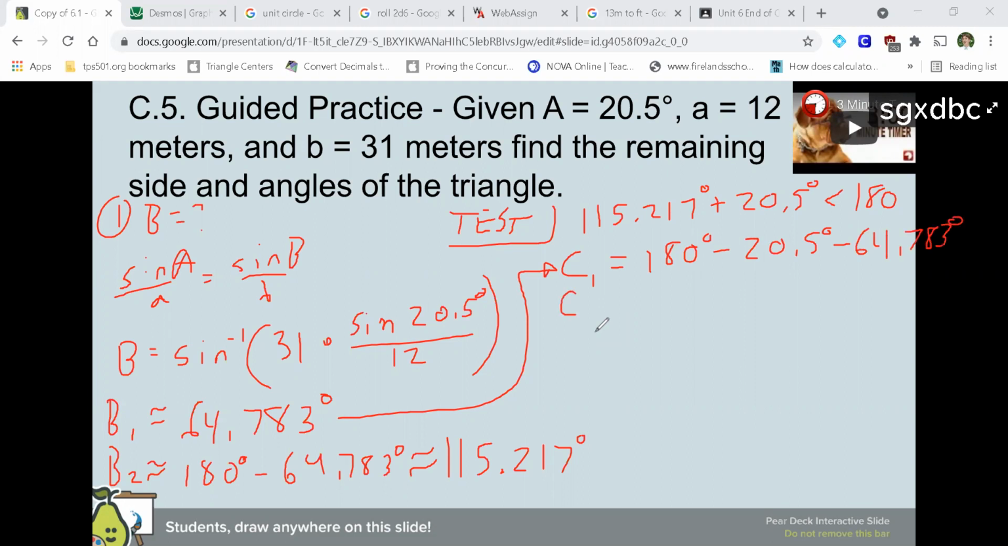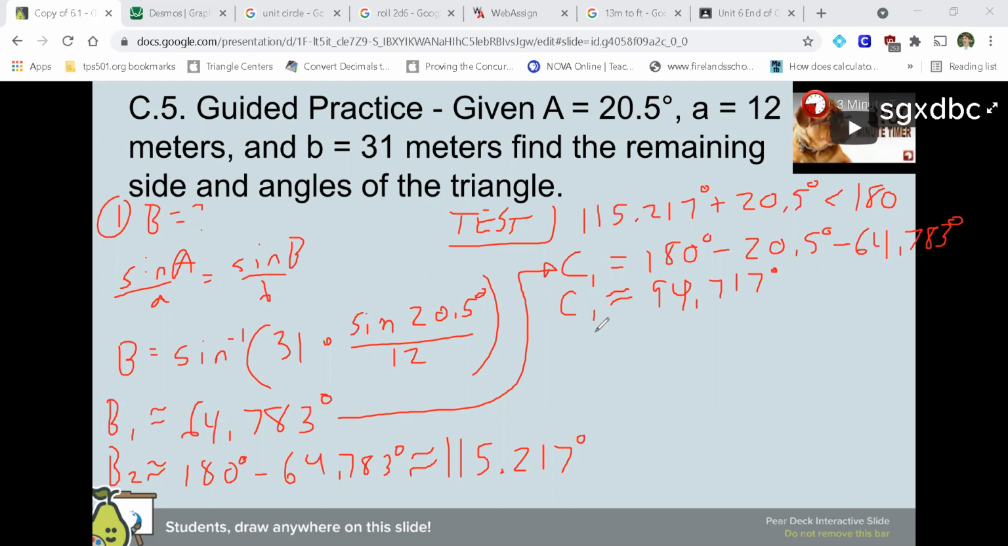So my first angle C could be about... I think I just messed up. Did I just mess up? Is that possible? No, I didn't. I should have known it wasn't possible. 94.717 degrees.